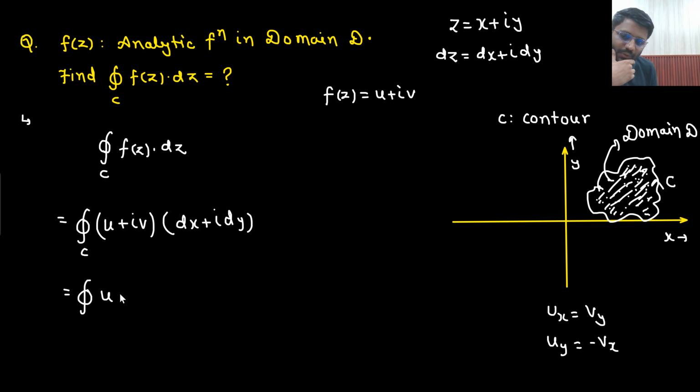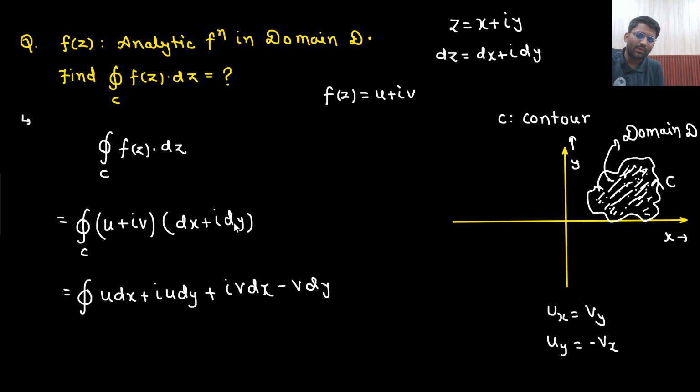U dx plus iota u dy plus iota v dx. Now iota will become iota square, so this will become minus v dy. I hope you are able to understand. U dx, u dy, but iota is there, plus iota v dx, and iota square is minus 1, so this will become minus v dy.